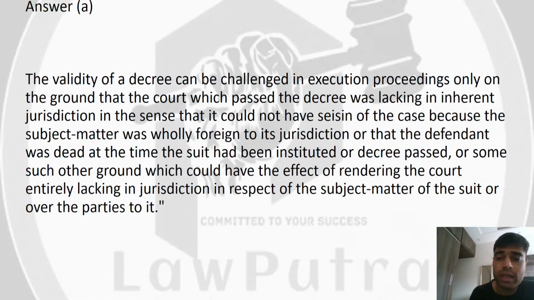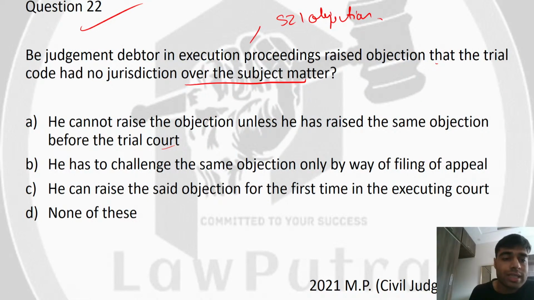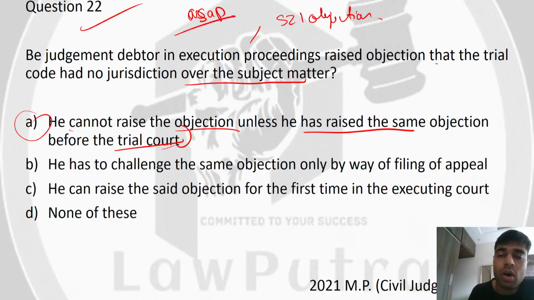The validity of decree can be challenged in execution proceeding only on the ground that the court. So the answer is A. The person cannot raise objection unless he has raised the same objection before the trial court. See, Section 21 says that at the earliest possible opportunity, any objection, be it with respect to pecuniary jurisdiction, subject matter or territorial jurisdiction, has to be raised as soon as possible. It has to be raised at the court of first instance, that is why your bare acts are very important.